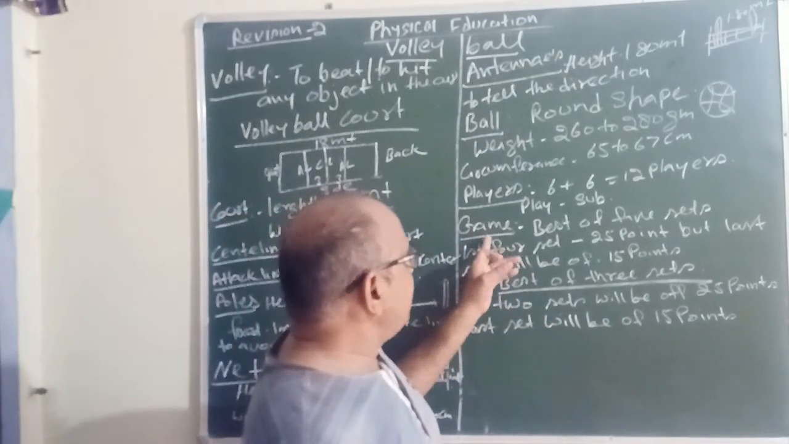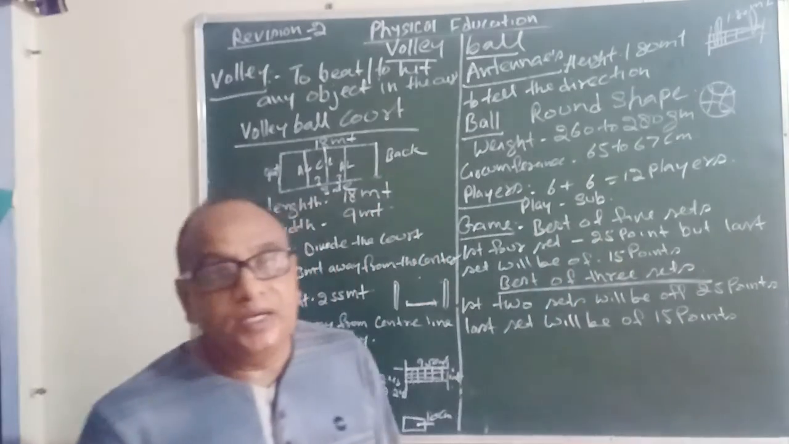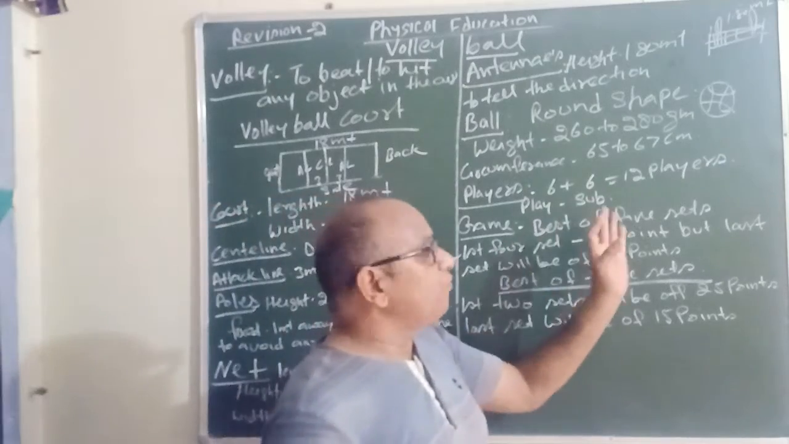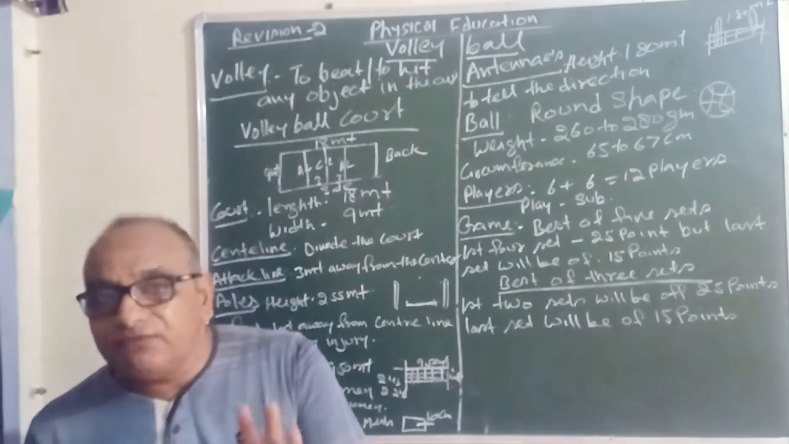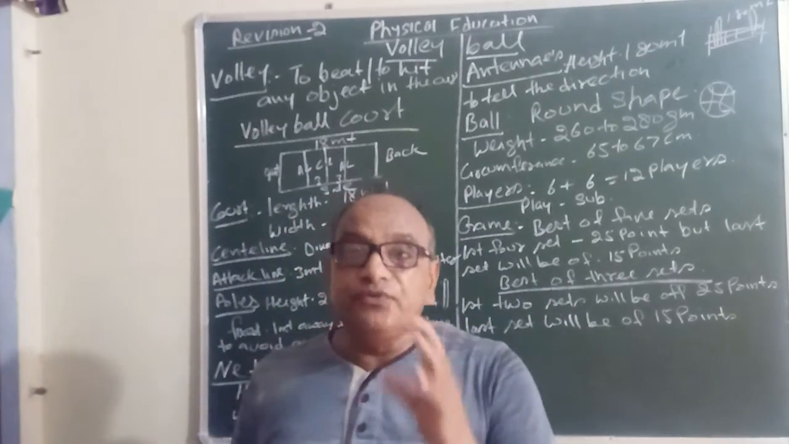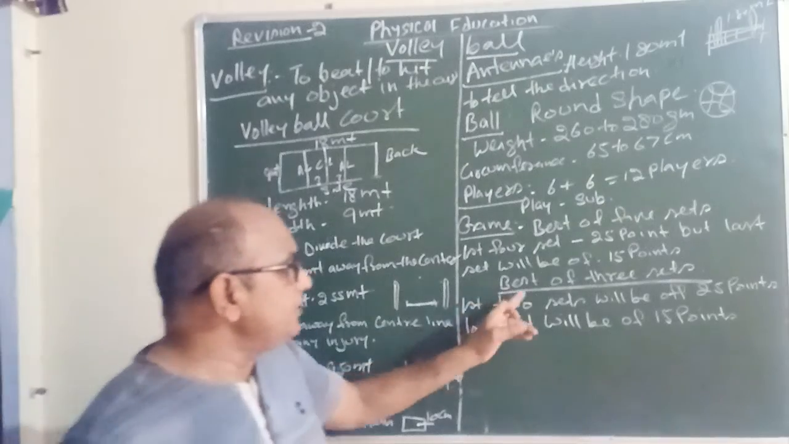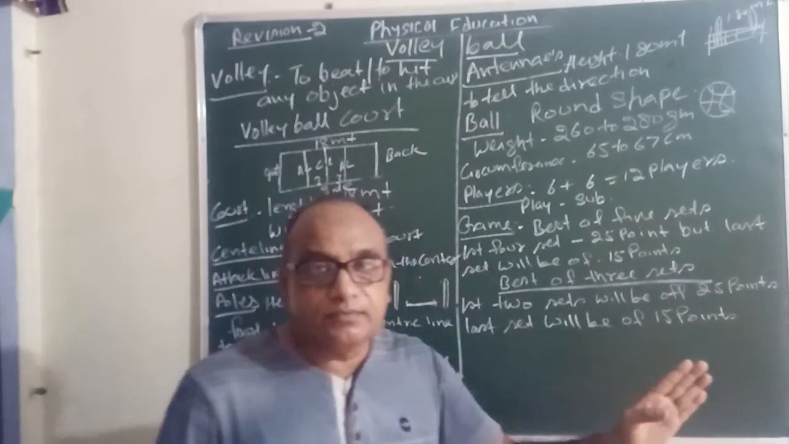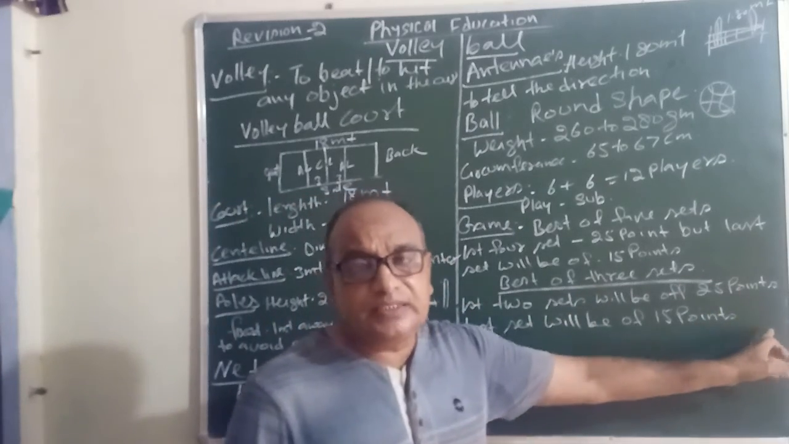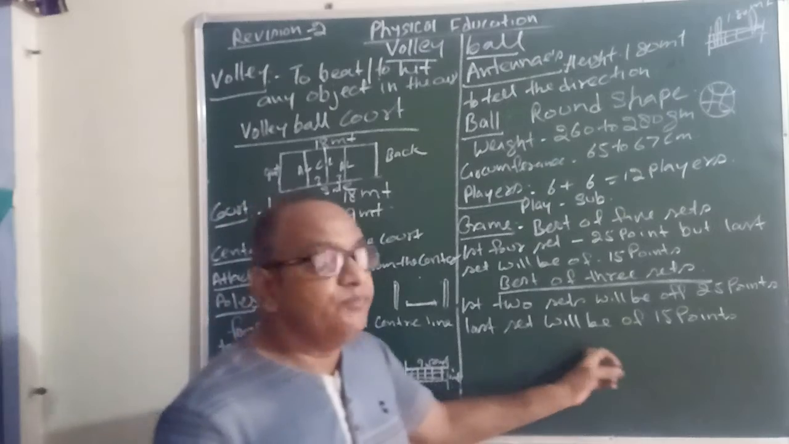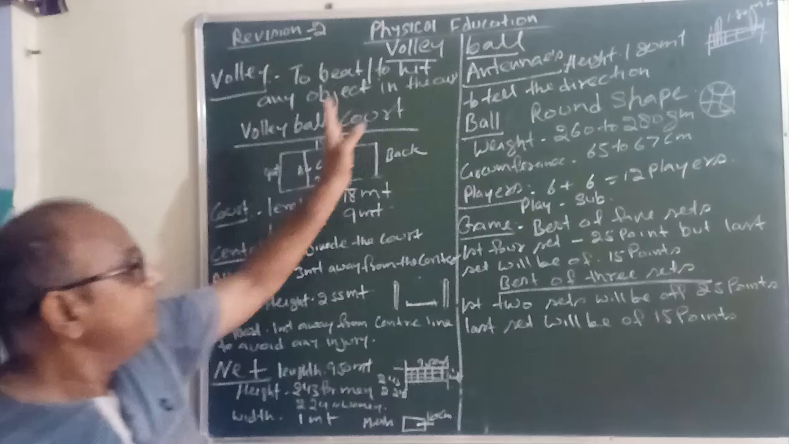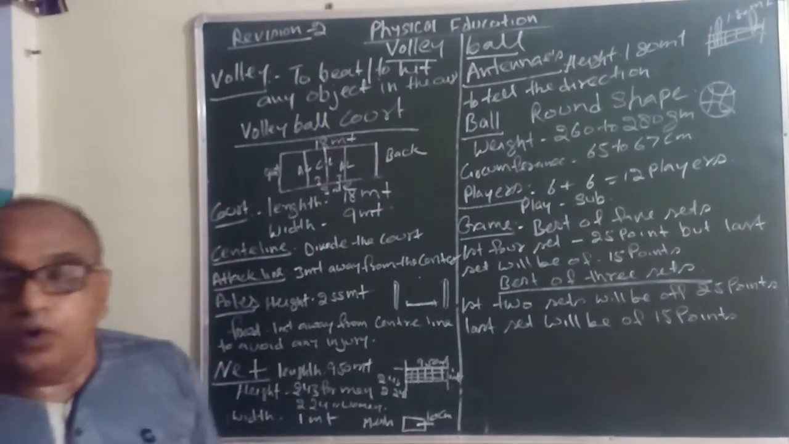And at last, we have to talk about the game. Games will be of 25 points. If there is best of 5 sets, then first 4 sets will be of 25 points, but last set will be of 15 points. If there is best of 3 sets, then first 2 sets will be of 25 points, and again last set will be of 15 points. So this is the right way to explain volleyball.